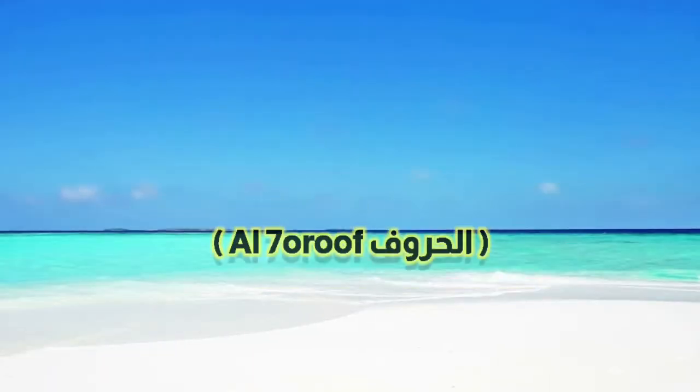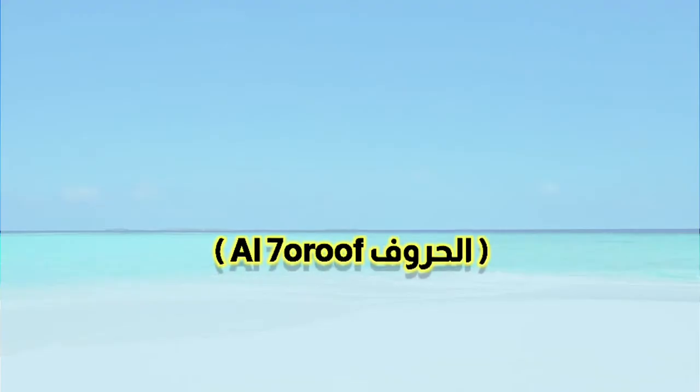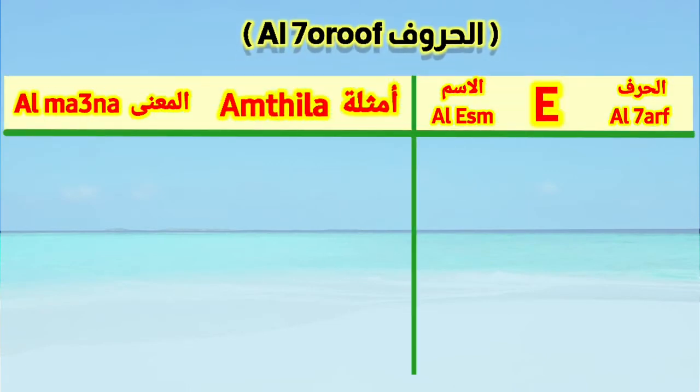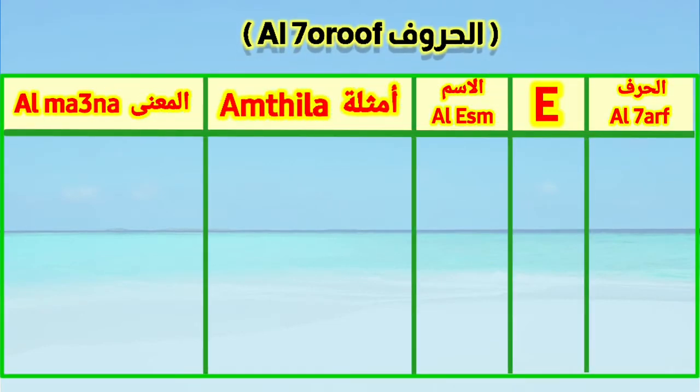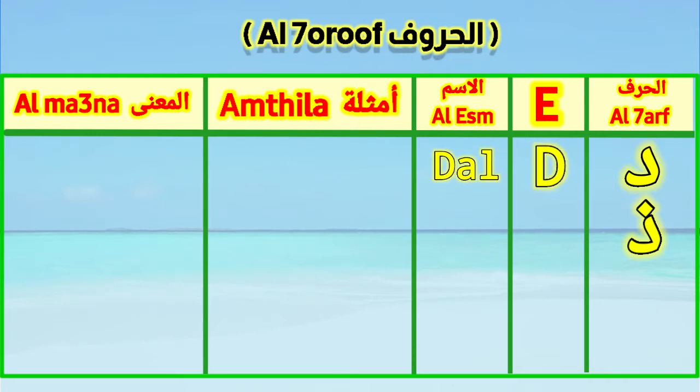Now, to take a little pause and also to do muraja, always recap, let's try to fill our table with the 4 letters we covered so far. The first pair we covered were dal and dal, right? So let's start. The name of the letter was dal, equivalent to D in English.